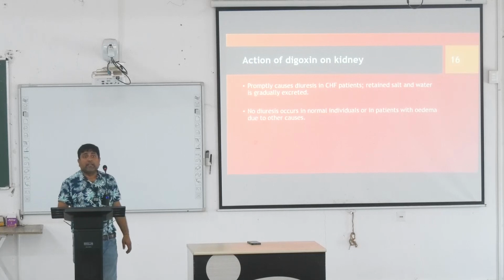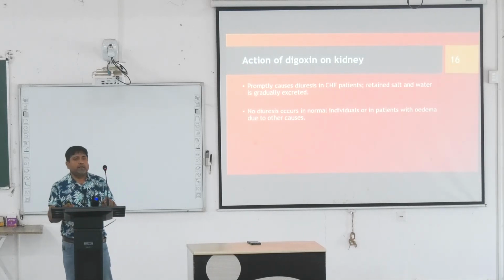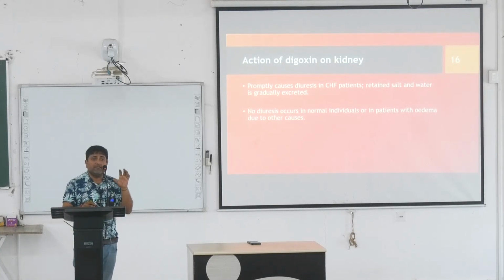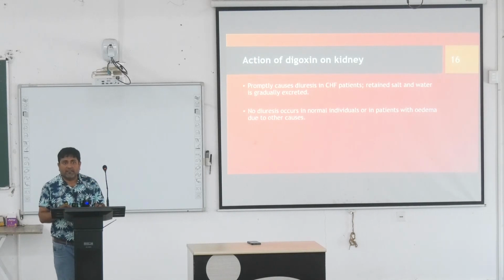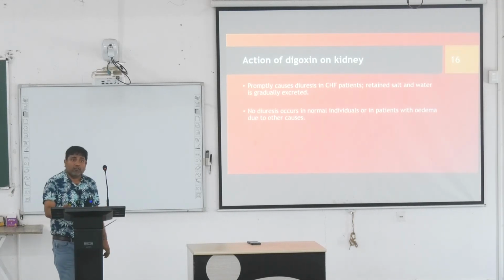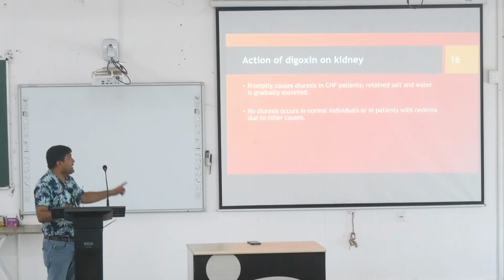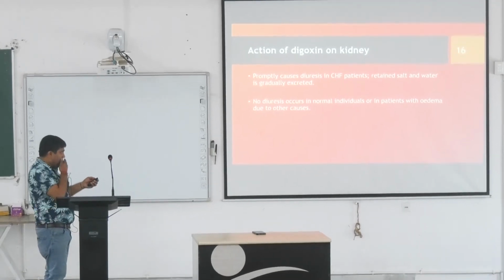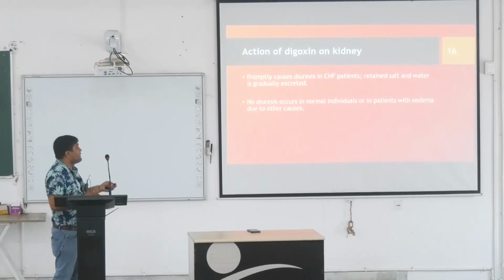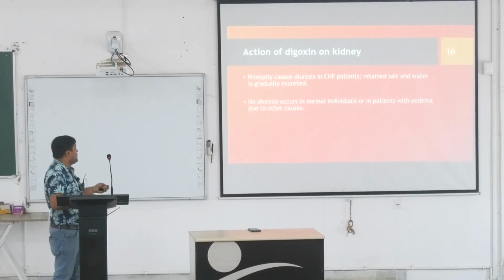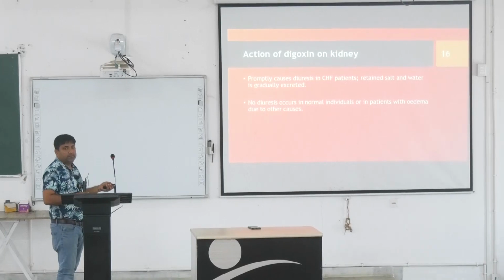Action of digoxin on the kidney. It has got no direct effect on the kidney, but due to increase in the myocardial contractility, the peripheral perfusion is increasing, so the renal blood flow is increasing, and that is causing diuresis. The retained salt and water is gradually excreted. No diuresis occurs in the normal individual.